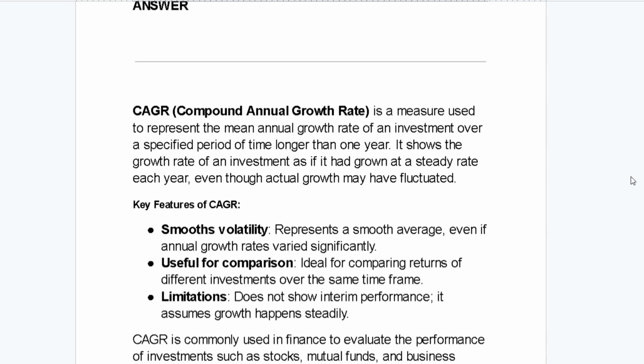And one limitation of CAGR is that it does not show interim performance. It assumes that growth happens steadily. So CAGR is commonly used in finance to evaluate the performance of investments such as stocks, mutual funds, and business revenues. So this is about CAGR.